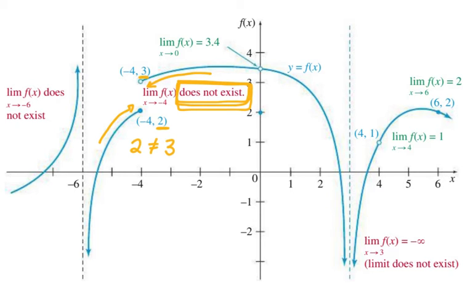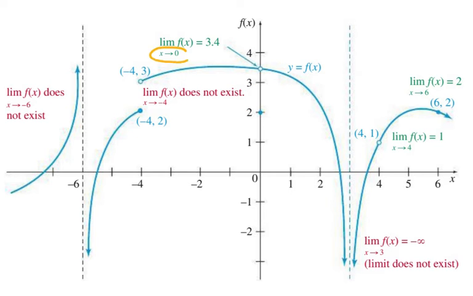Now, what about the function value? If I asked you to tell me f of negative 4, what would the output be? Is there a defined point at x equals -4? In this situation, we have this one dot right here at x equals -4. The open circle means undefined, so it is defined, the output would be 2. So f of -4 is 2.